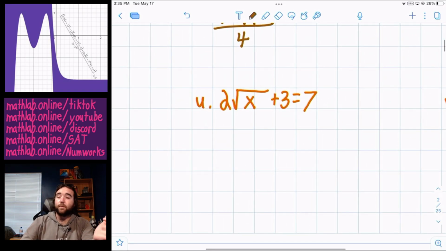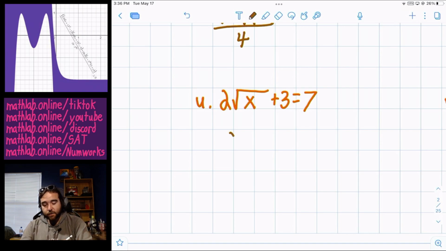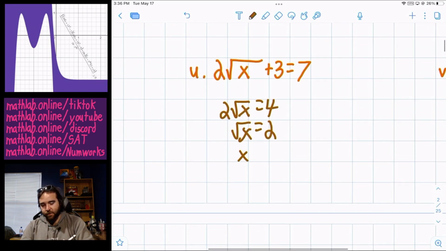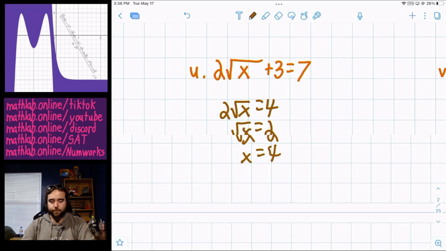Here we're going to do similar, but we got to get the square root by itself first. So we're going to subtract 3 from both sides. 2 root x equals 4. We're going to divide by 2. And we're going to square both sides. So x equals 4.